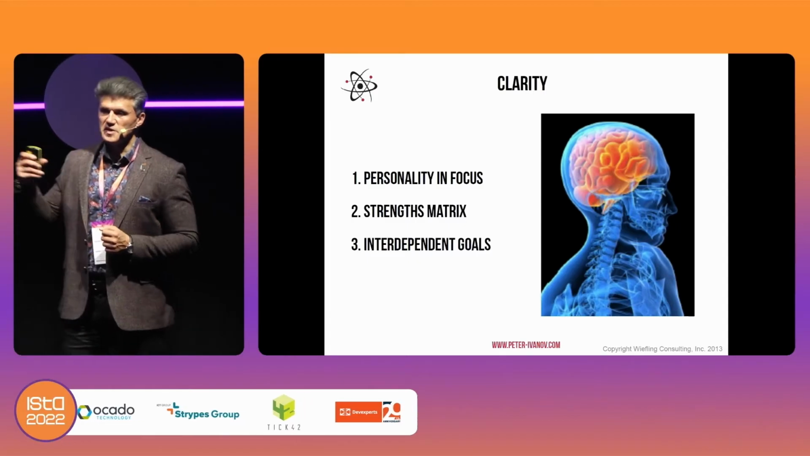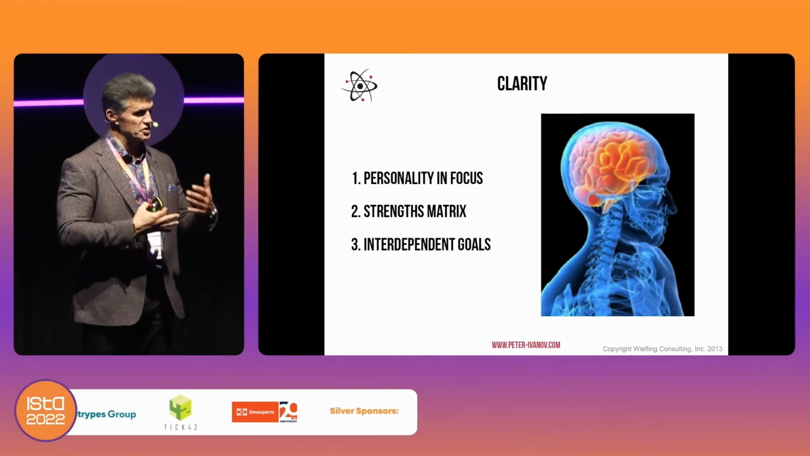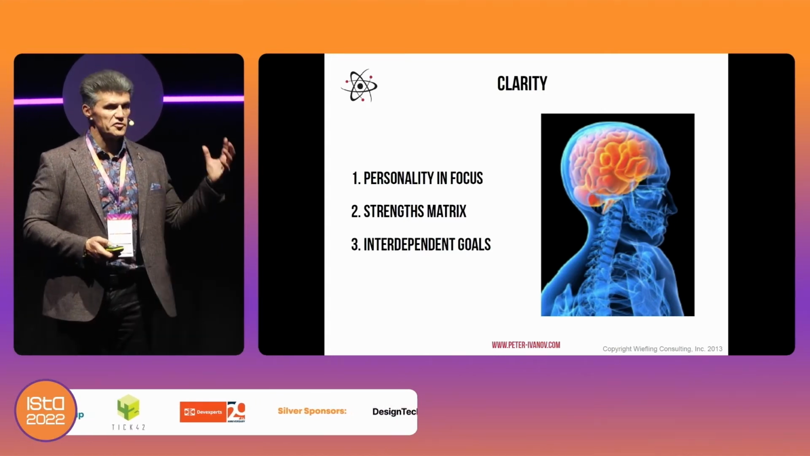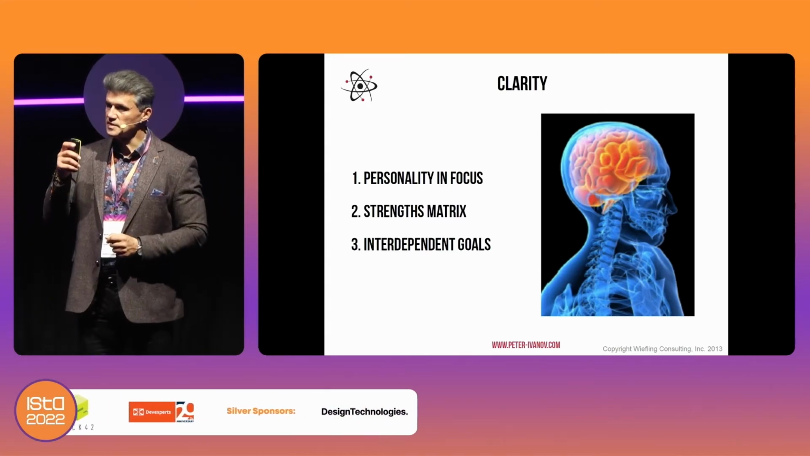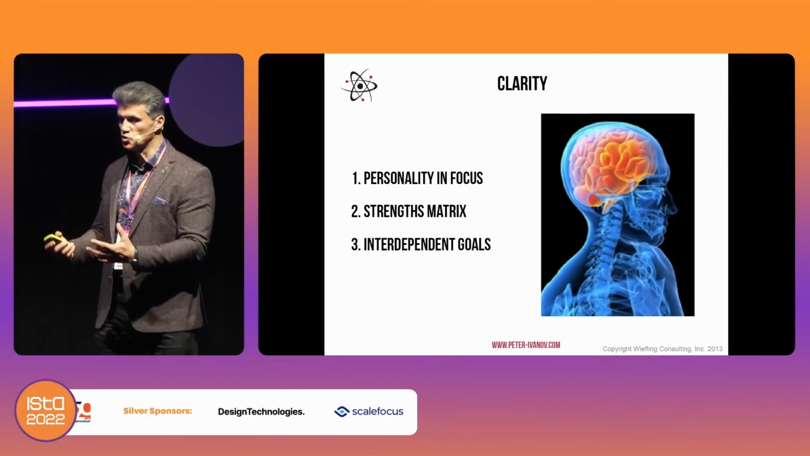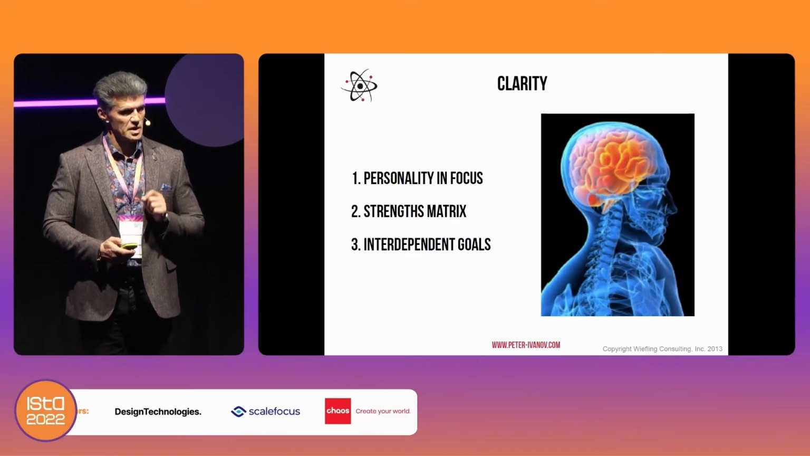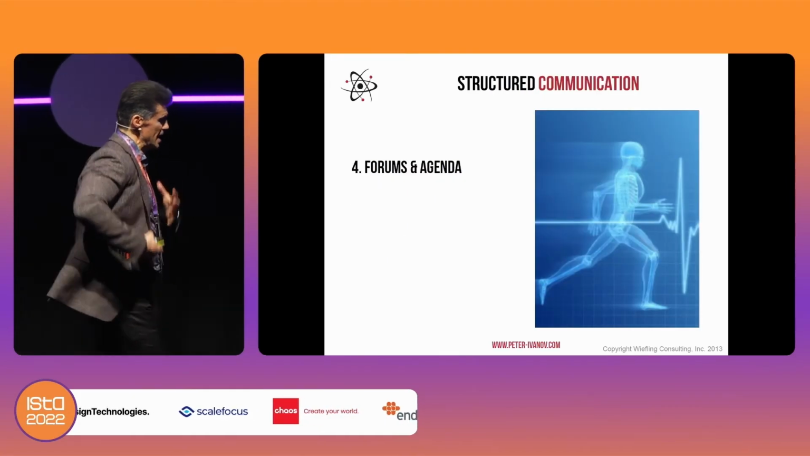Big rock number 3 is interdependent goals. Here is the place where we define the nucleus of the atom in a special 3-step process. So in the first part, the head, we are aiming for clarity. Who is a member of the team as a human being, and what is the goal of the team, the nucleus of the atom?